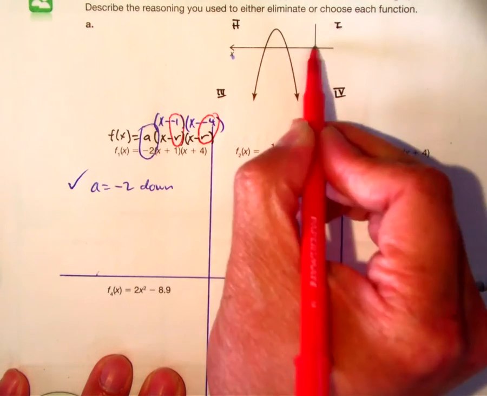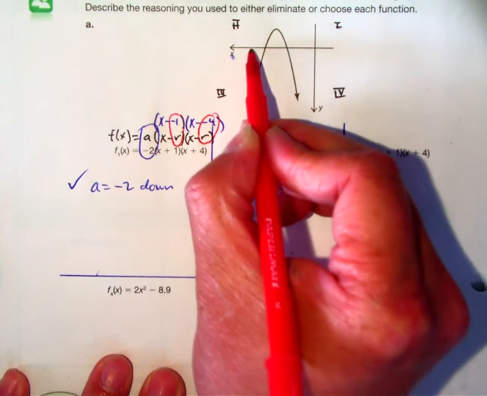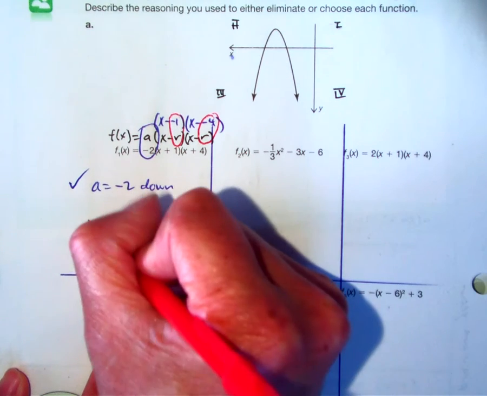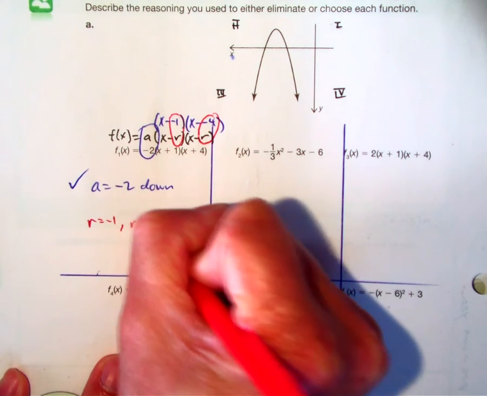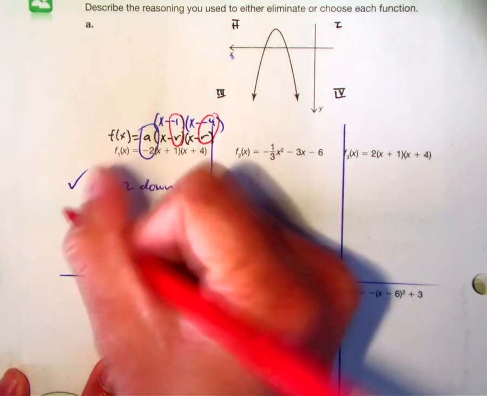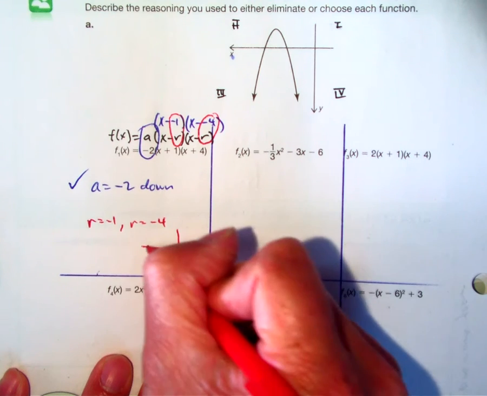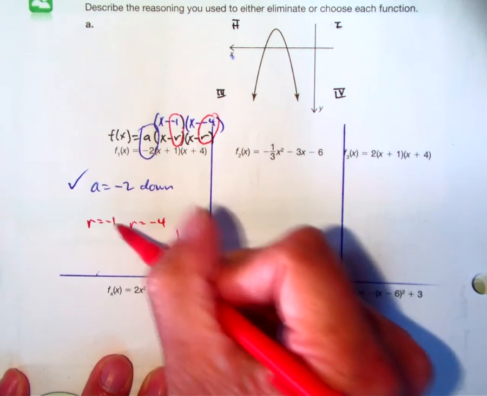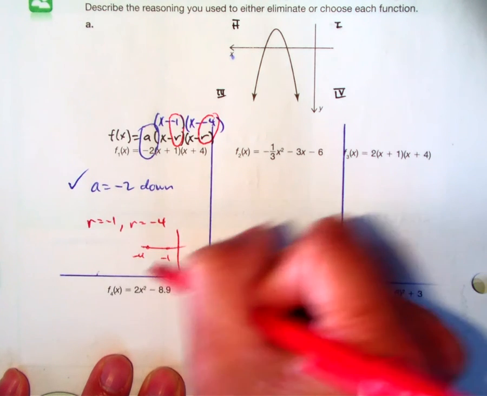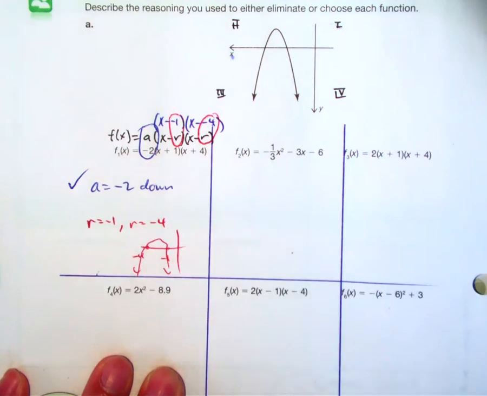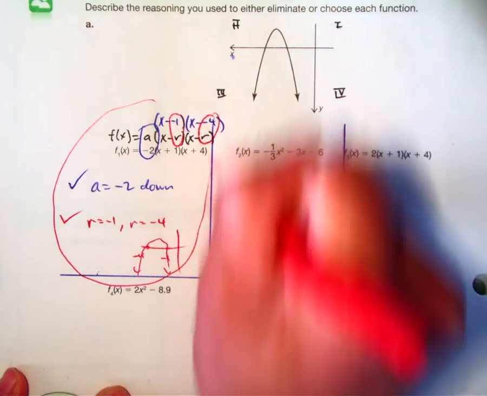The R values are on the negative sides of the x-axis. So R is negative 1, R is negative 4. That's on this side. So if you need to, you can draw a graph for each one of these. So negative 4, negative 1, opens down. Does that match our graph? Yes, it does. So this one does match.